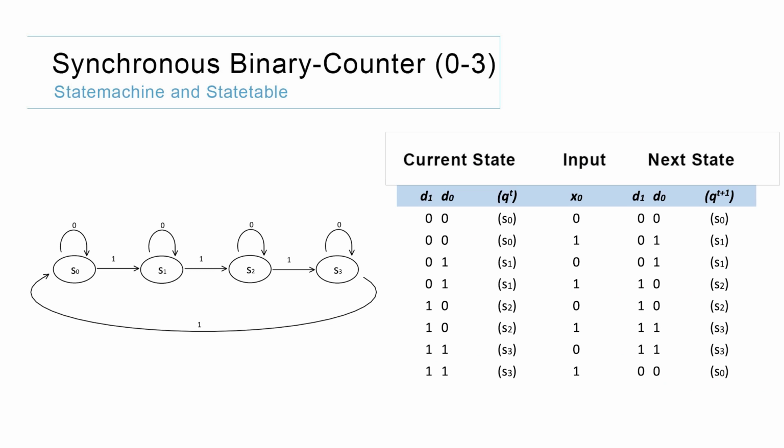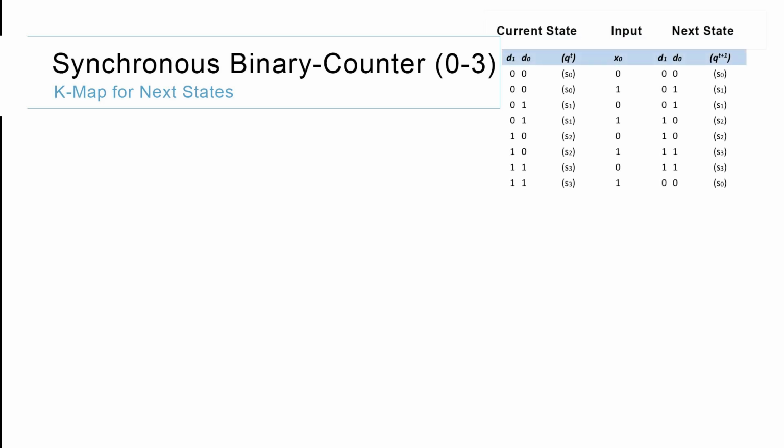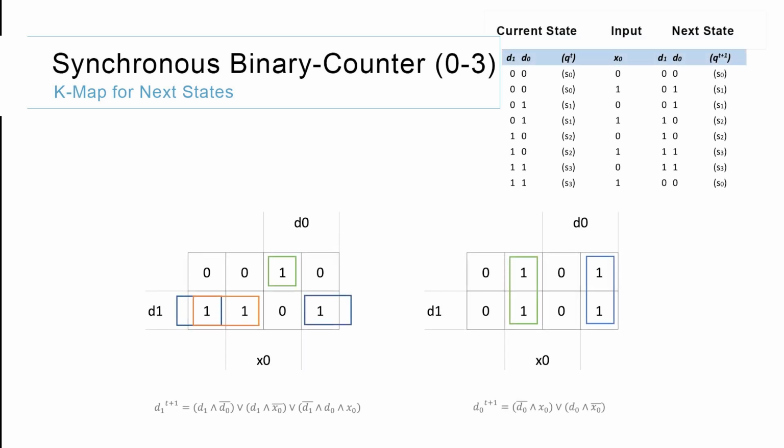The state machine is converted to a state table from which, with the help of K-maps, the minimized equations are evaluated.